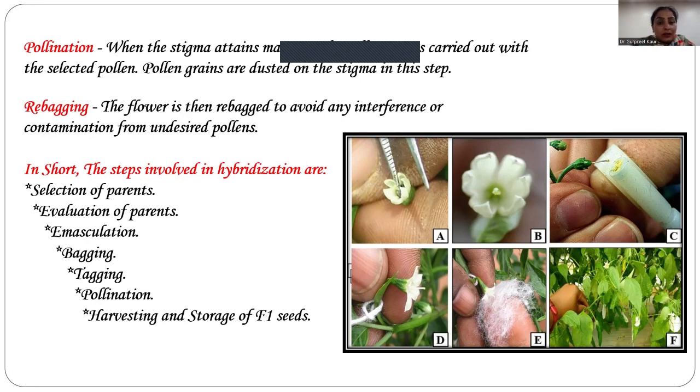Then we pollinate, that is, dust the pollen over it on our own. How do we dust? We can do it with the help of a brush, or directly with pollen from the plants. This is of our own desired plant, that is, the own desired quality. After that, rebagging is done immediately. Why is rebagging done? So that any other pollen does not come and interfere with it.